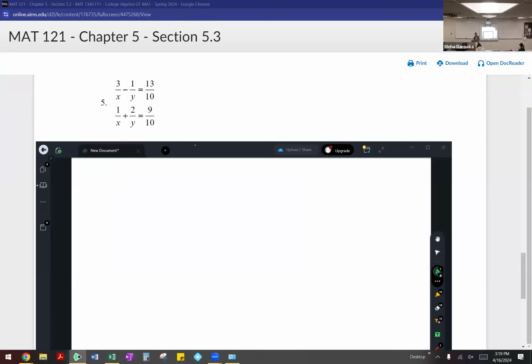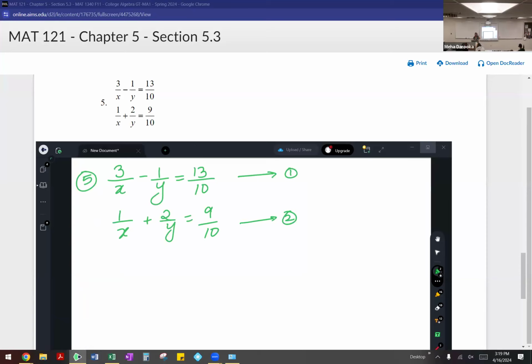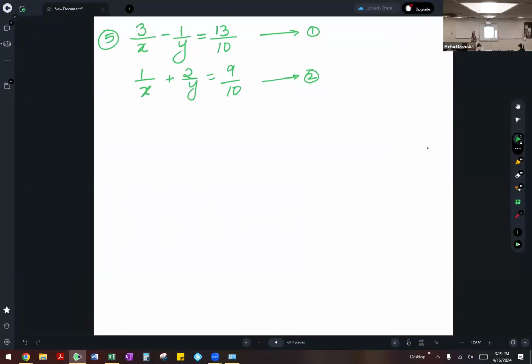So we have 3 over x minus 1 over y equals 13 over 10. We have 1 over x plus 2 over y equals 9 over 10. But don't get scared just because you are seeing fractions in there. Treat it the same way like you would if it was -y or -2y or +2y, right?